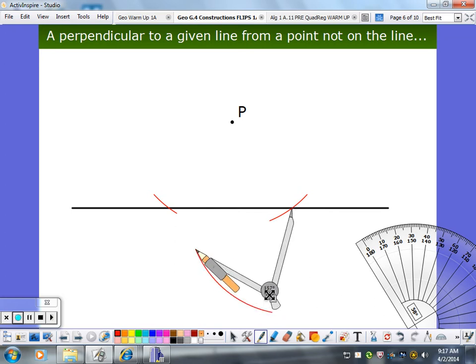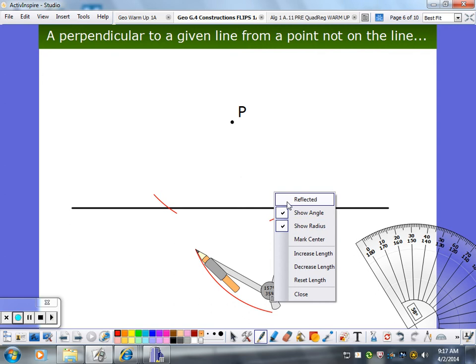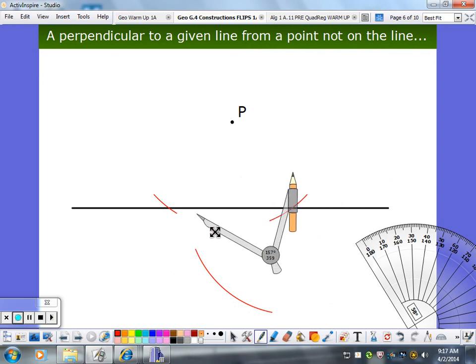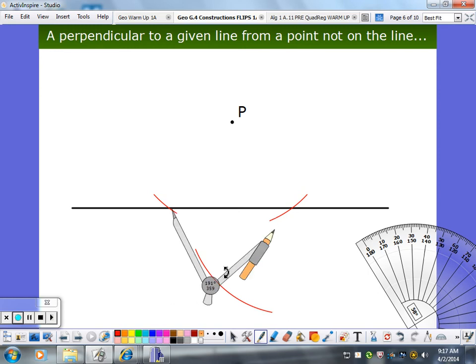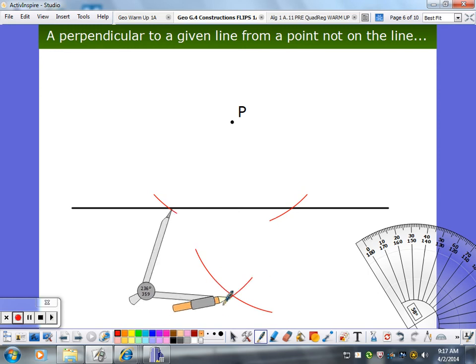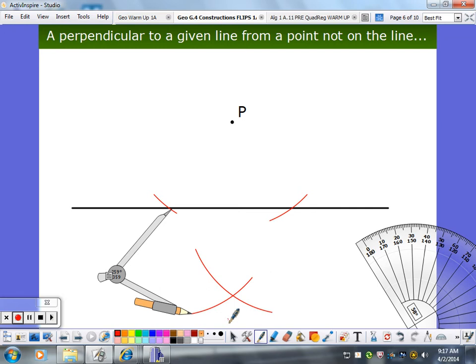Guess what I'm going to do now? Any idea? Other side. So I'm going to reverse my little picture. Take the pointy bit now and put it on this intersection on this side. And then you're going to make an intersection this way. So what do we connect? Point P gets connected with this intersection here.